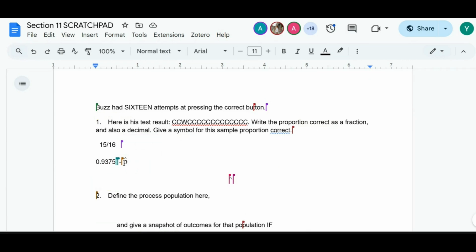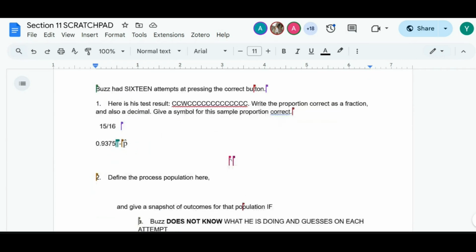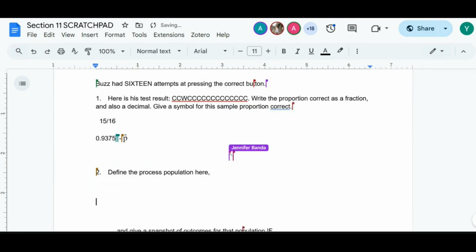Okay. Define the process population here. I'll give you some help. The population is, I hope you realize, an abstract one. It is the entire collection of all possible answers on a true false test.